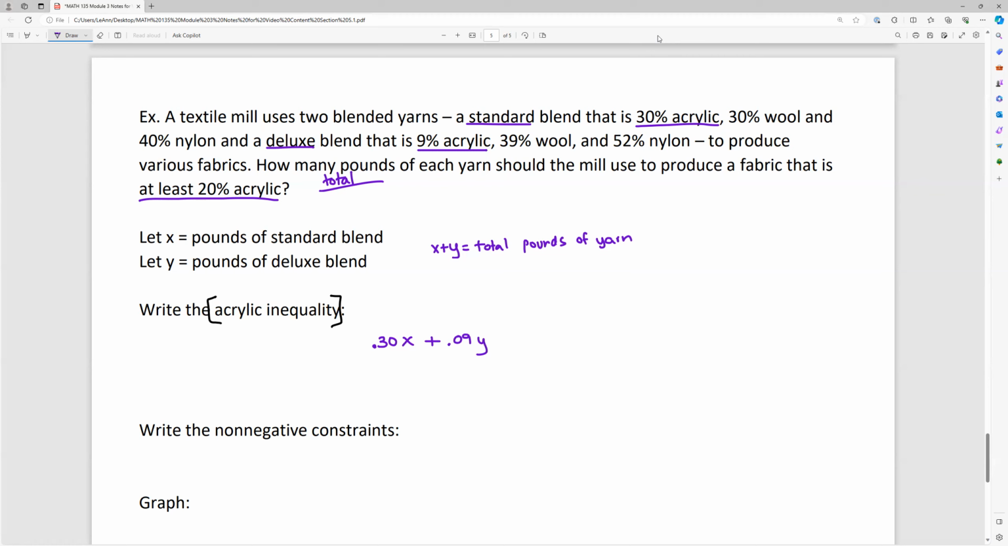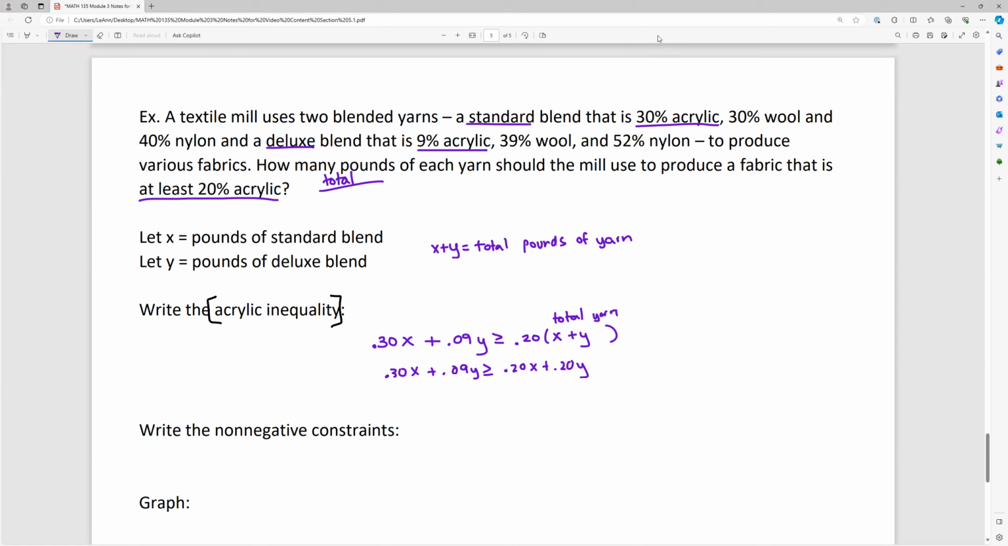That's the deluxe blend. At least means we want greater than or equal to, and we want 20%. You can't just put 0.20. That doesn't make sense. It's 20% of the total yarn that needs to be acrylic once we're done. So that's going to be the X plus Y. We have to manipulate this inequality a bit to get it in a form where we can graph it. First, I'm going to distribute that 0.20 on the other side, so that's 0.20x plus 0.20y.